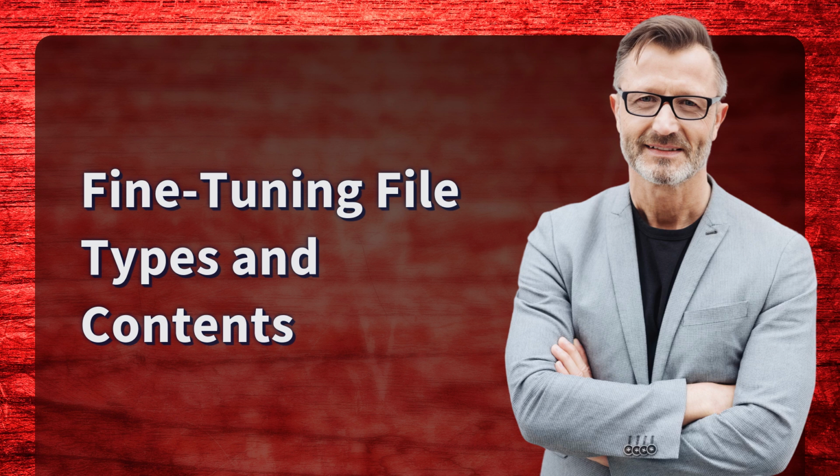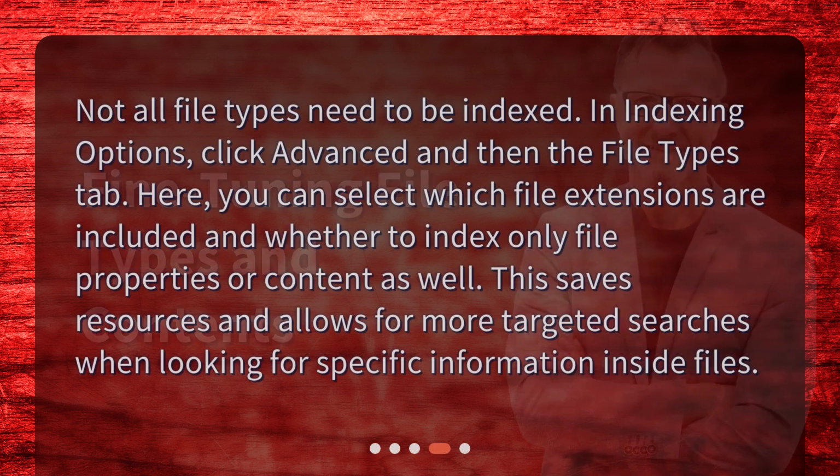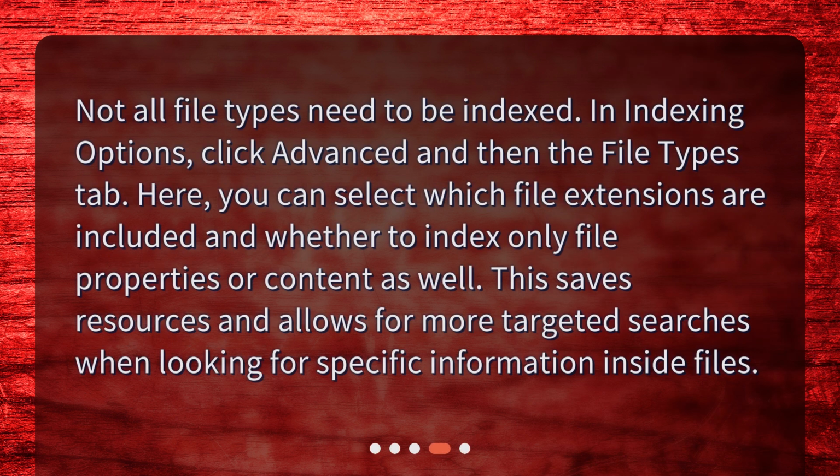Fine-tuning file types and contents. Not all file types need to be indexed. In Indexing Options, click Advanced and then the File Types tab. Here, you can select which file extensions are included and whether to index only file properties or content as well. This saves resources and allows for more targeted searches when looking for specific information inside files.